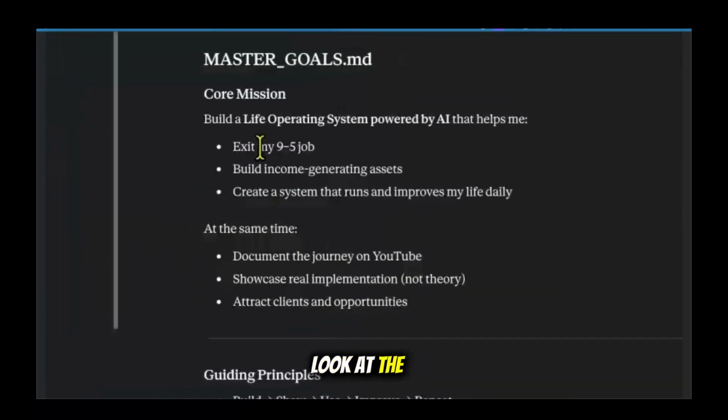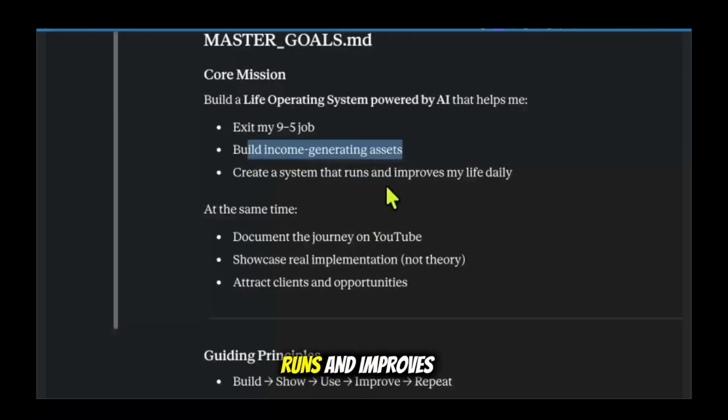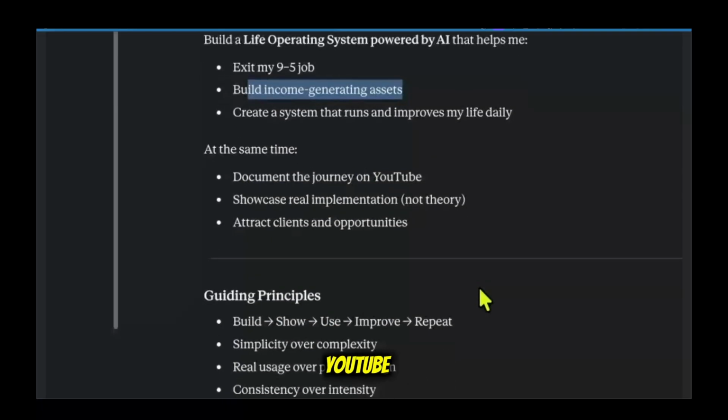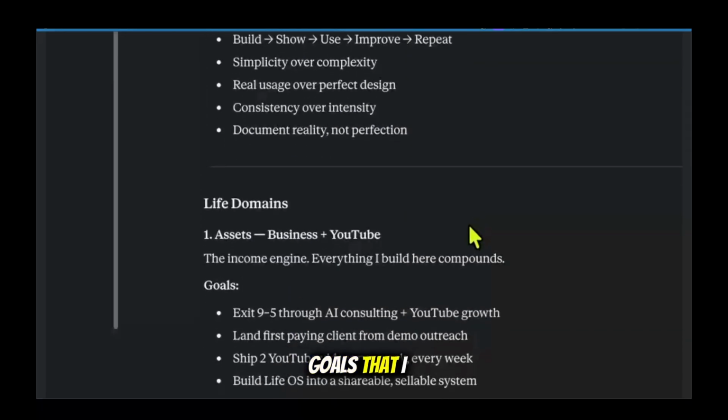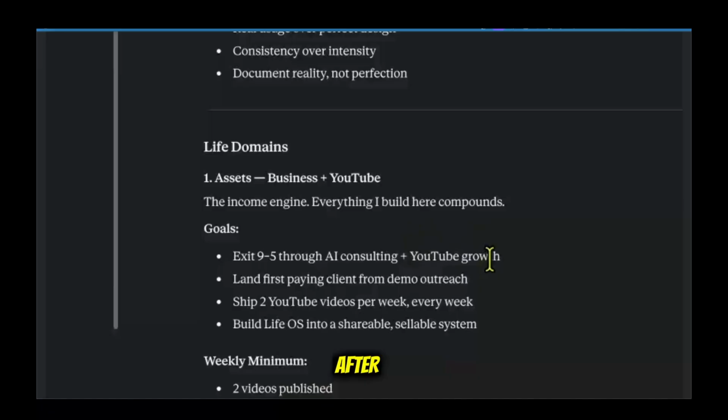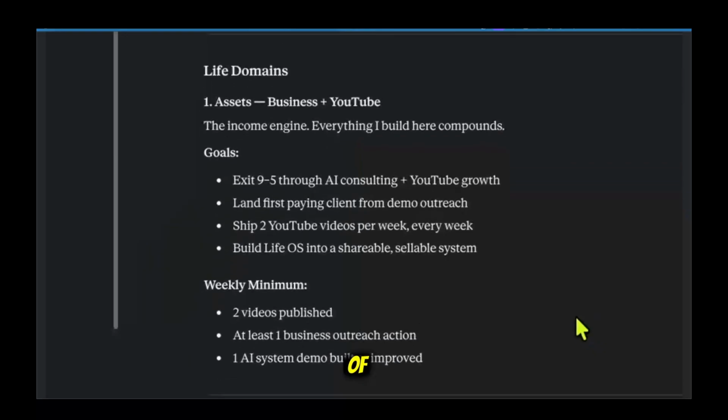So if we look at the first file, the master goals, you can see here it says, my core mission is to leave my 9 to 5, build income generating assets, create a system that runs and improves my life daily, and document on YouTube. So this is basically all the goals that I want to do and everything that I'm after. I made this with AI in order to have a blueprint for my engine to work off of.